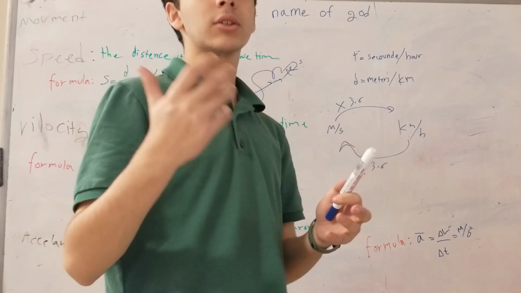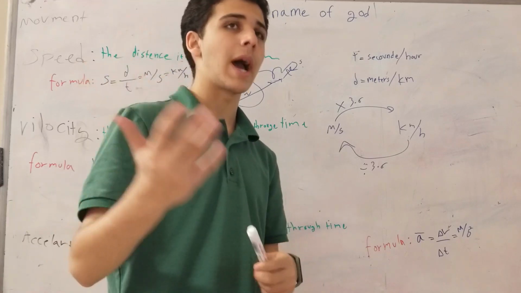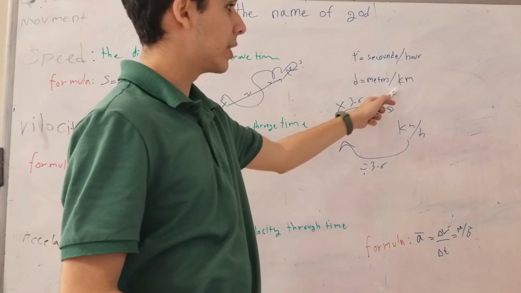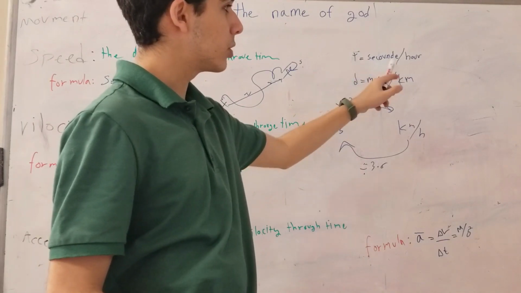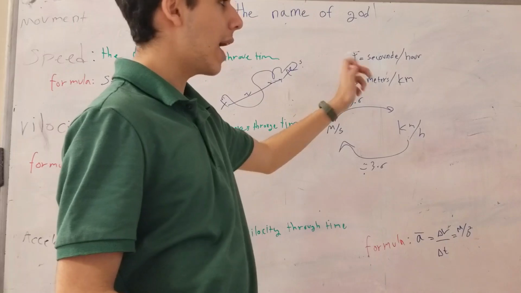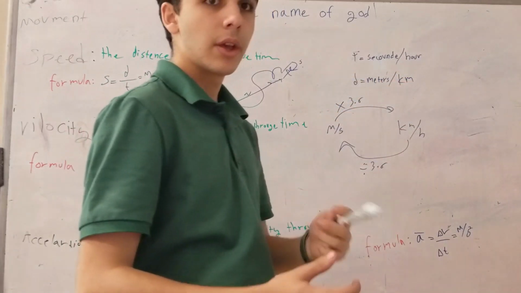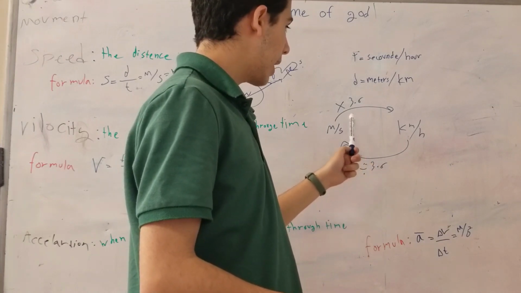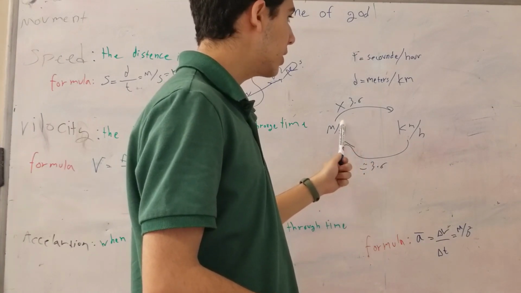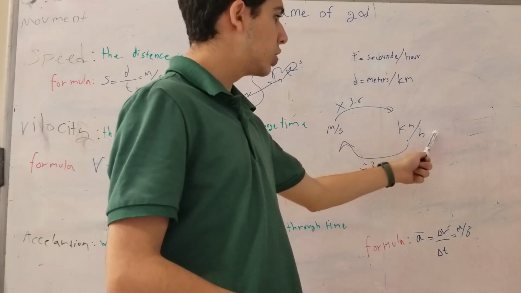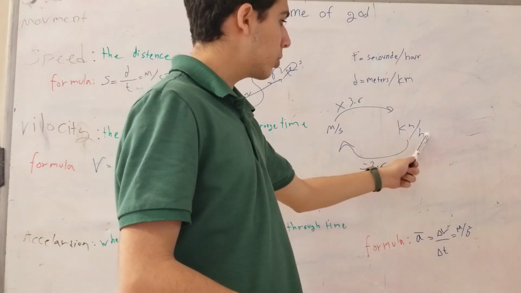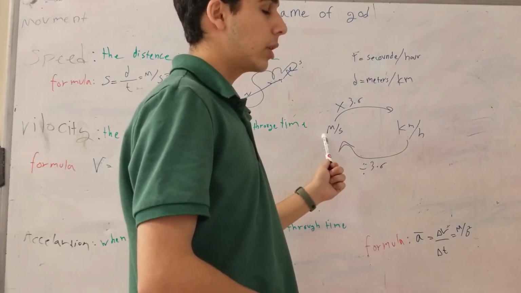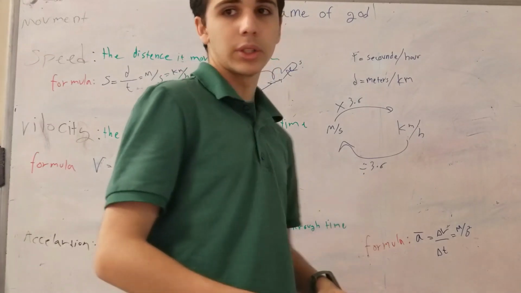If the question gives us kilometers, that's where we need to make it hours. But if it's meters, seconds. If it gives seconds, it's best for us to write meters. If it's in hours, it's best for us to write kilometers. How do we change it? If we have meters per second, we multiply by 3.6 to reach kilometers per hour. If you want kilometers per hour to reach meters per second, we divide by 3.6.